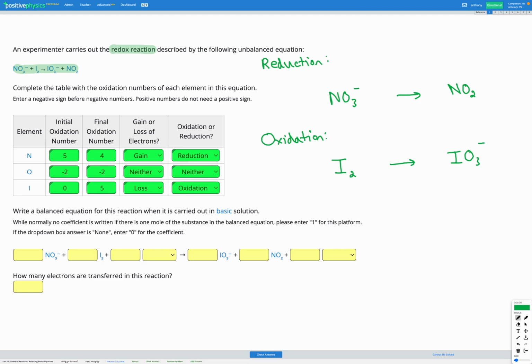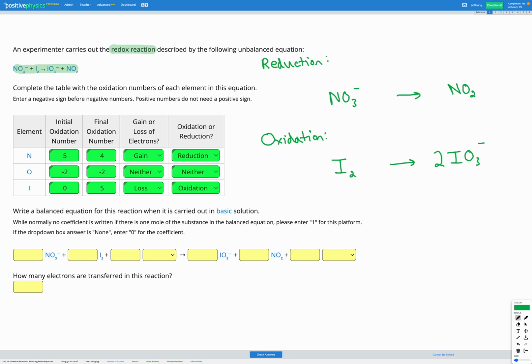So our first step to doing that is making sure that our elements other than oxygen or hydrogen are balanced. So in the reduction reaction, nitrogen is our element that isn't oxygen or hydrogen. We've got one on the left and one on the right. So that's looking good. In the oxidation reaction, iodine is our element that isn't oxygen or hydrogen. We've got two on the left and one on the right. So we're going to need to add a coefficient here, a 2, so that we've got two lots of the IO3 minus ion. Now we've got two I's on the left and two I's on the right. So now we've got that first thing balanced, which is the non-oxygen, non-hydrogen atoms, making sure we've got the right number on each side.